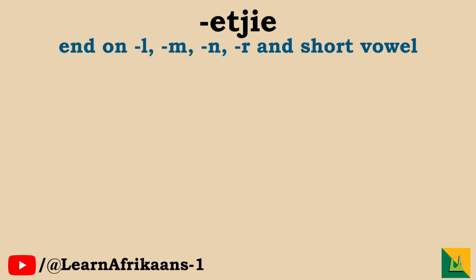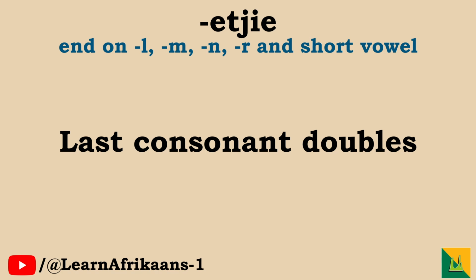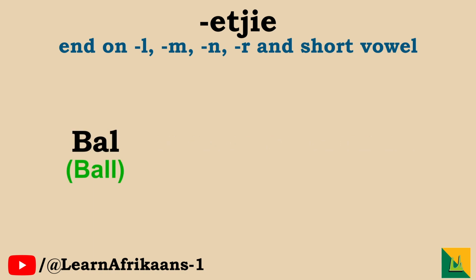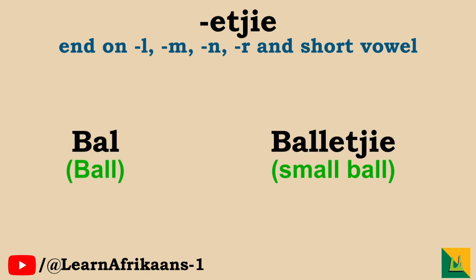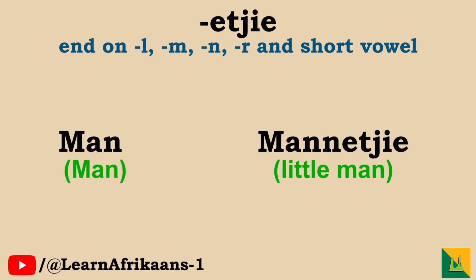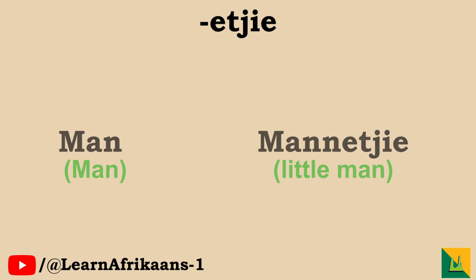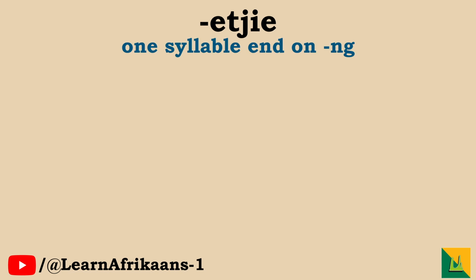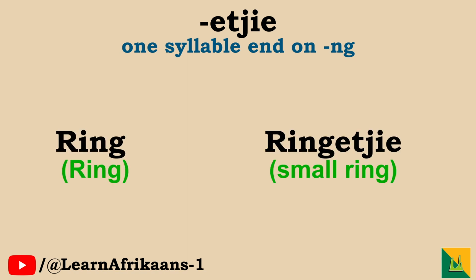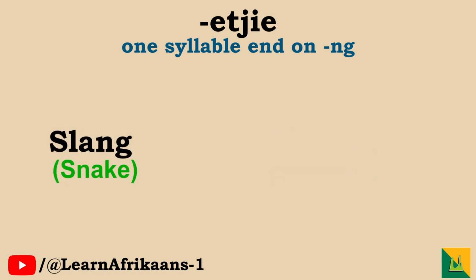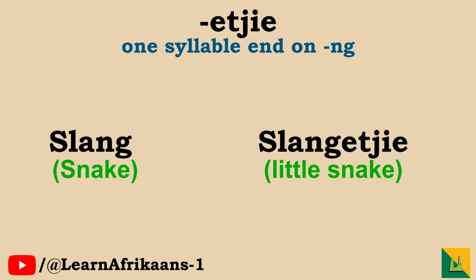Next, etjie. This occurs with words ending on L, M, N, or R after a short vowel. Because of the short vowel, the last consonant is doubled in the verkleining, soos bal, balletjie, man, mannetjie. Or if it is a 1-syllable word ending on ng, soos ring, ringetjie, slang, slangetjie.